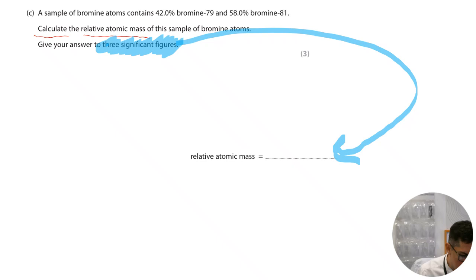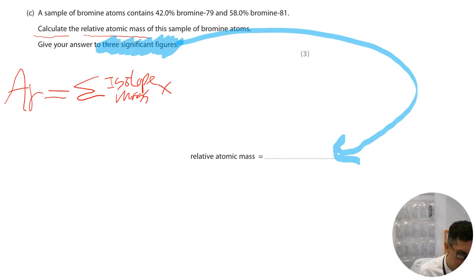So command word calculate relative atomic mass. So let's write the equation. So relative atomic mass, which is given the symbol capital A, lowercase r, is equal to the sum of, that symbol means sum of, isotope mass times percentage, and then that's divided by the total percentage, which is 100. So let's do that. So we've got the sum of isotope mass.